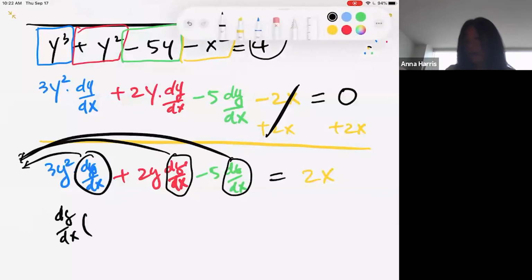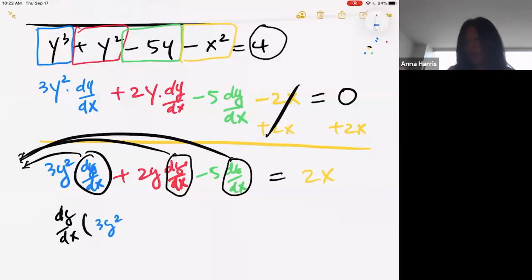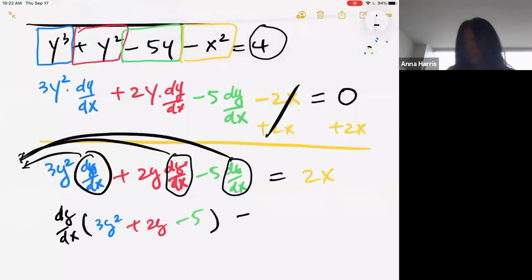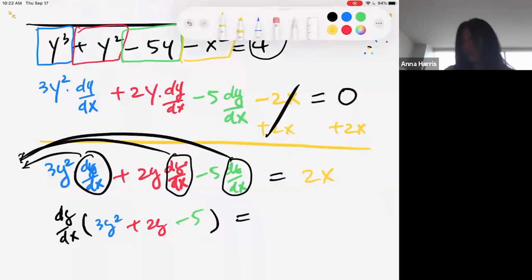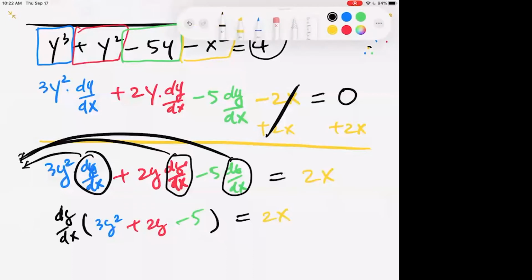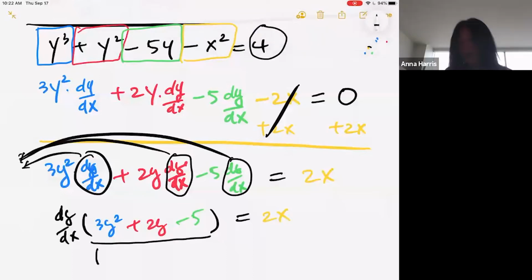And then I'm left with 3y squared plus 2y minus 5, everything equal to 2x. Remember, I want dy/dx by itself. So what do I do? Of course, I divide everything by what? Exactly the same thing, isn't it?